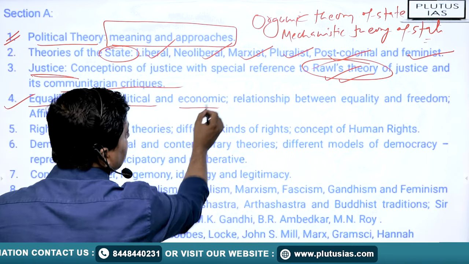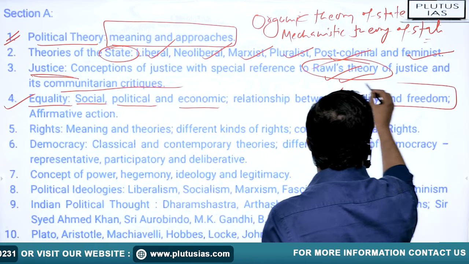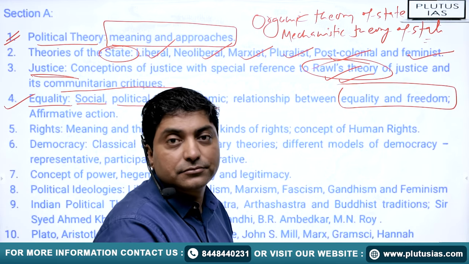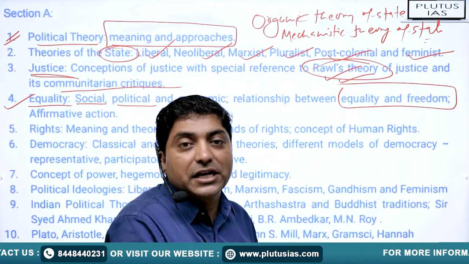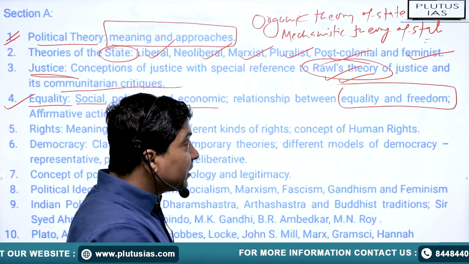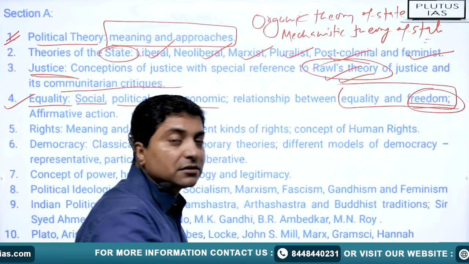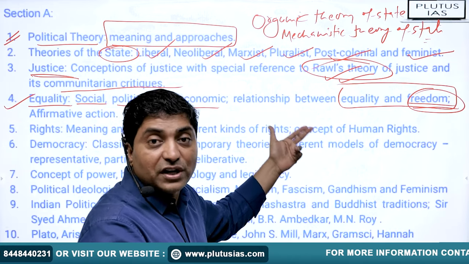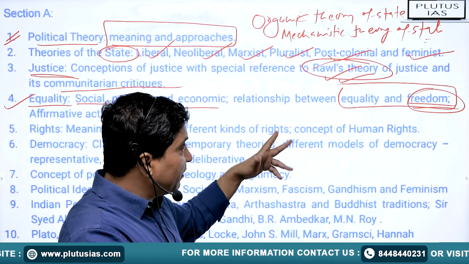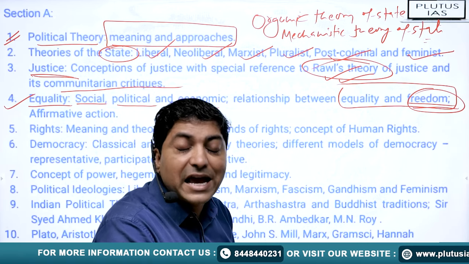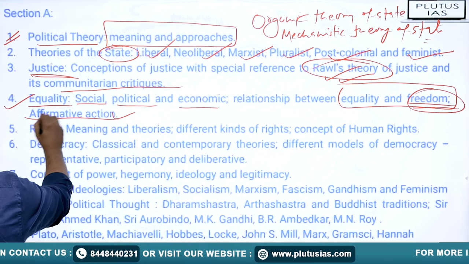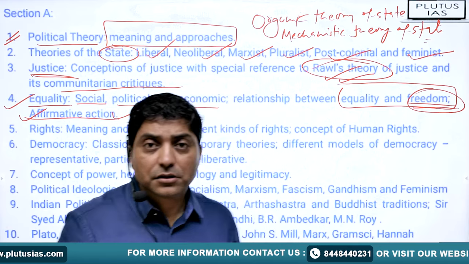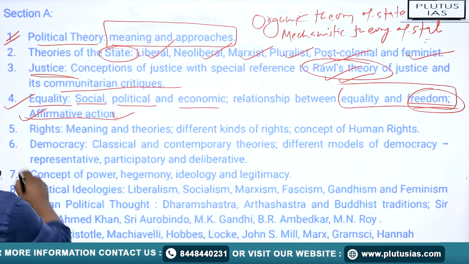Then if you look at equality, right? What is social equality, political equality, economic equality? What is the relationship between equality and liberty, equality and freedom? Because sometimes it is said that equality and freedom are antagonistic. When you bring everyone equal, it actually creates a problem for liberty and freedom. But when you give freedom, there is a rise of inequality. So equality and freedom always come in conflict. Is this conflict necessary, or is there some complementary and supplementary relationship between equality and freedom? Can they cooperate? Then we'll talk about affirmative action, which is a state policy to bring disadvantaged social groups to par and make the society more egalitarian.